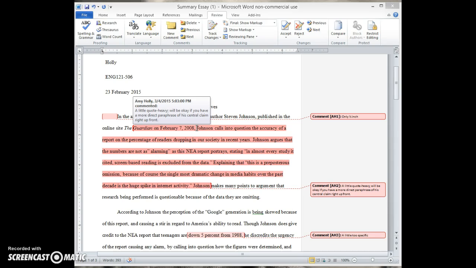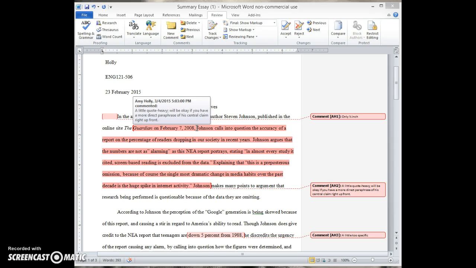And what I mean by that is, I want you to just tell me what his argument is, not necessarily the argument of the NEA that he's responding to, because regardless of what the NEA says, Johnson's main argument that he wants to get across is that people shouldn't be worried about a decline in reading with the Google generation, as he calls it. In fact, people should be excited because young people today are reading more than ever. They're just doing so in an online medium.